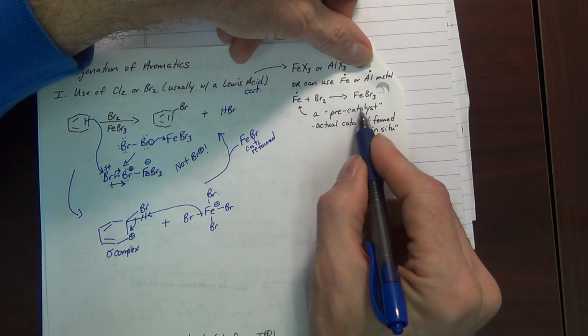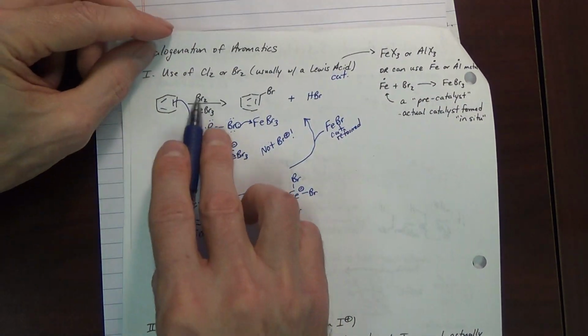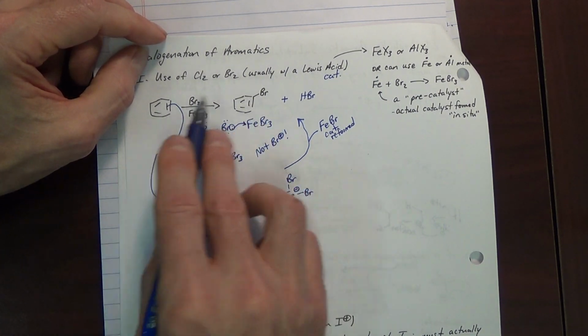Of course, you really only need one molecule. So 1 molecule of iron reacting with 1 molecule of bromine, you should still have plenty enough bromine around to do the reaction you need to do here.